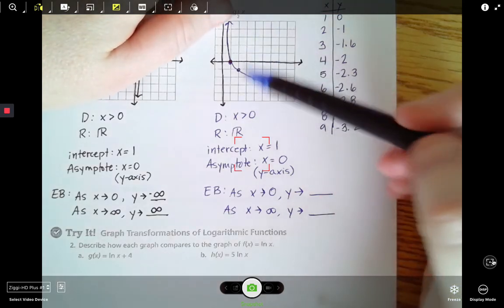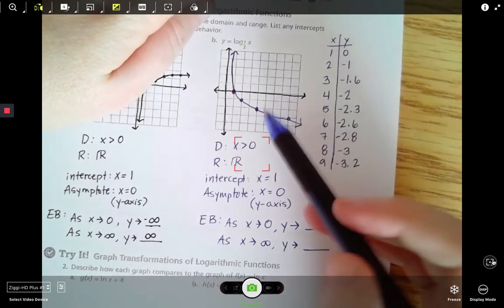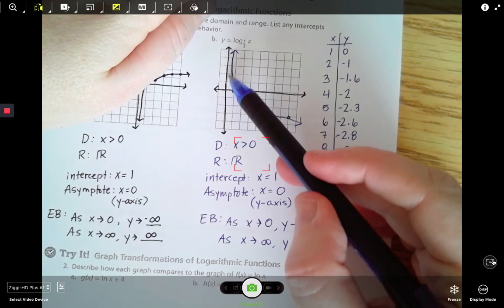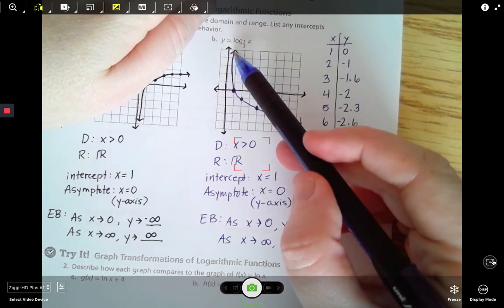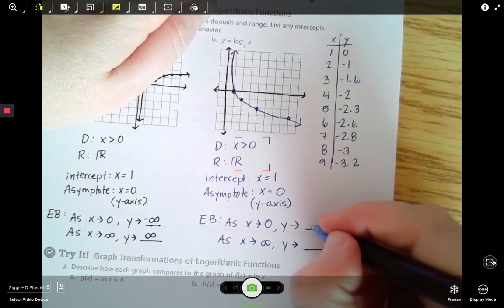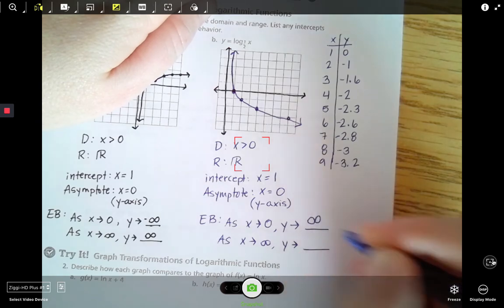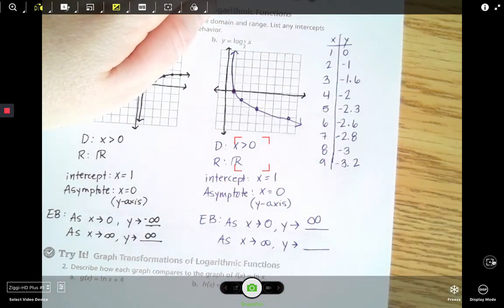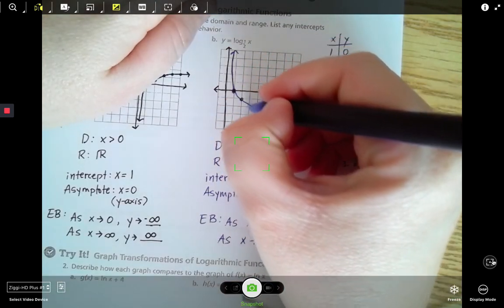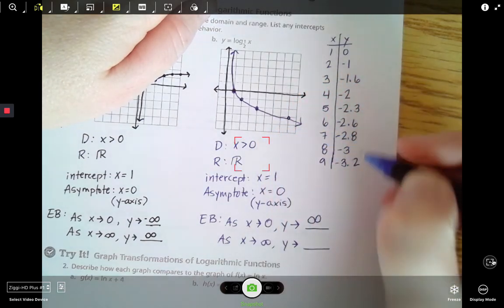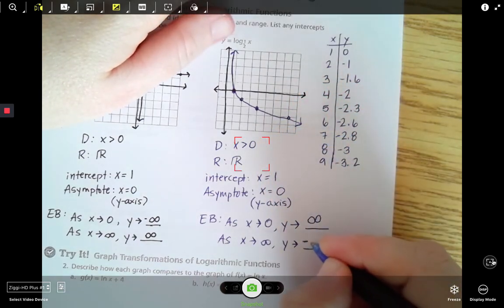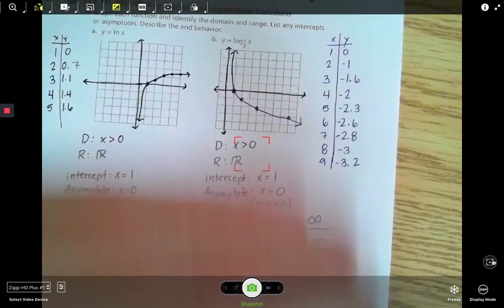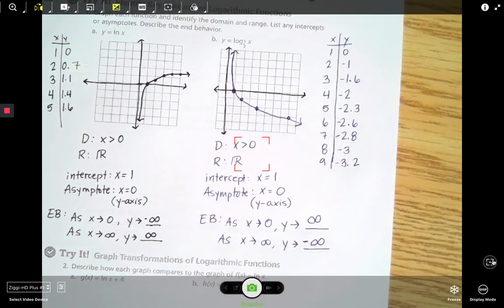Right, so as x is getting closer and closer to 0, if I follow this graph, x is getting closer to 0 as we go up. If we're going up, that means y is approaching positive infinity. In the opposite direction, as x is getting larger, y gets smaller, so y is approaching negative infinity.